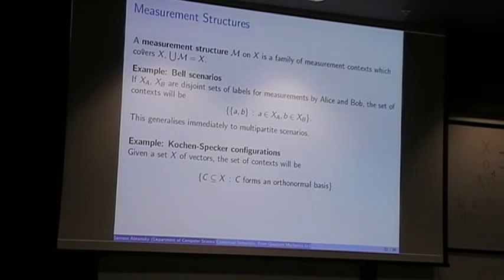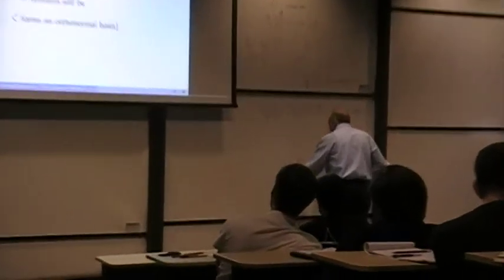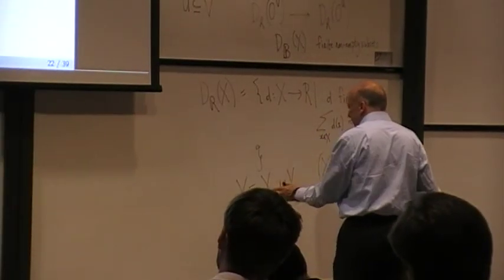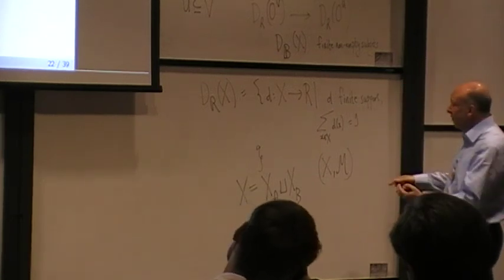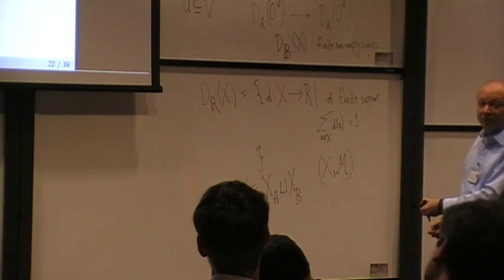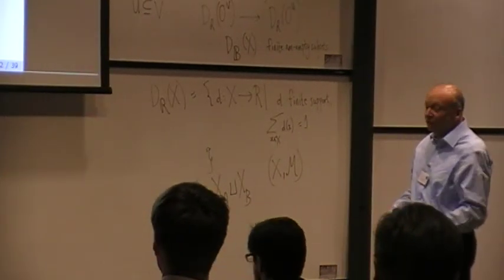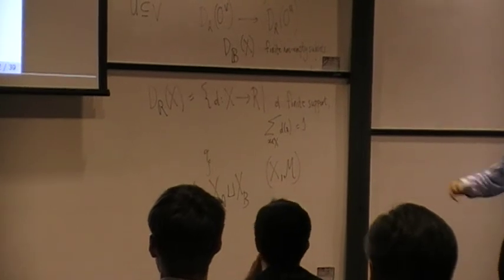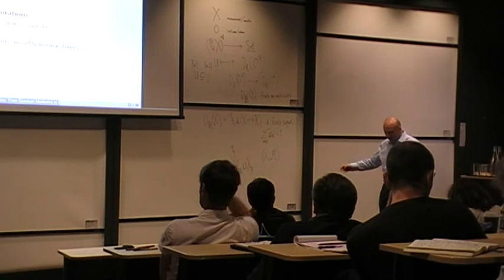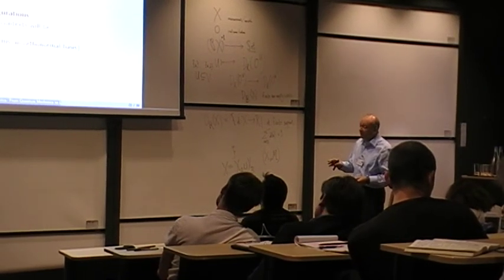So, in the Bell scenario, what is the measurement structure? The measurement structure is exactly the set of all pairs like that. So let's write it out exactly in these terms. The underlying set X is a disjoint union of XA and XB. And then the measurement structure is a family of subsets of this set, which is exactly this family. We're just picking one from A's set and one from B's set. And of course, if you had n parties, and each one of them had any set of measurements, you could do the same thing, and you would get one of these Bell type scenarios.